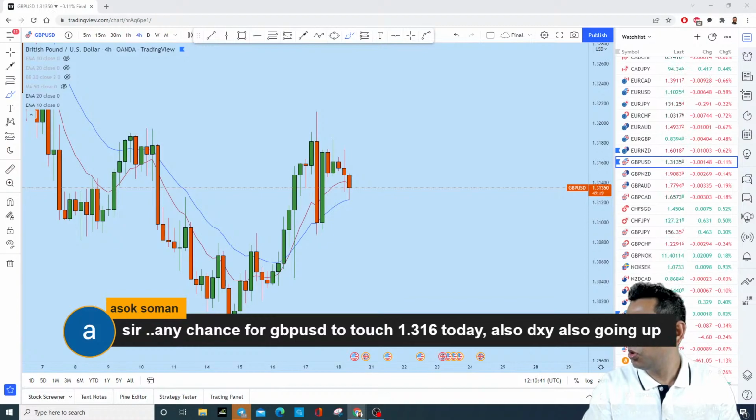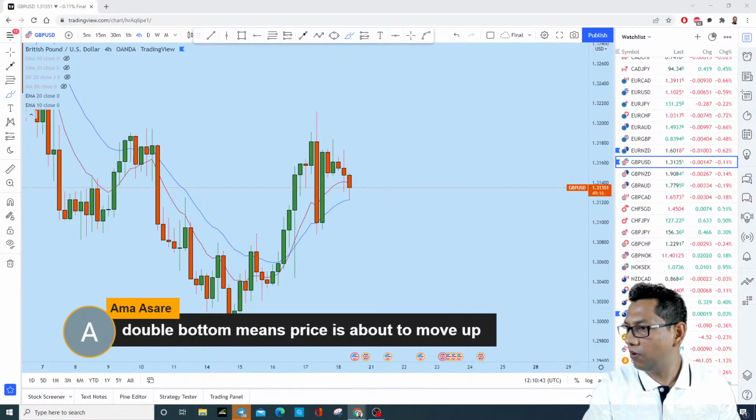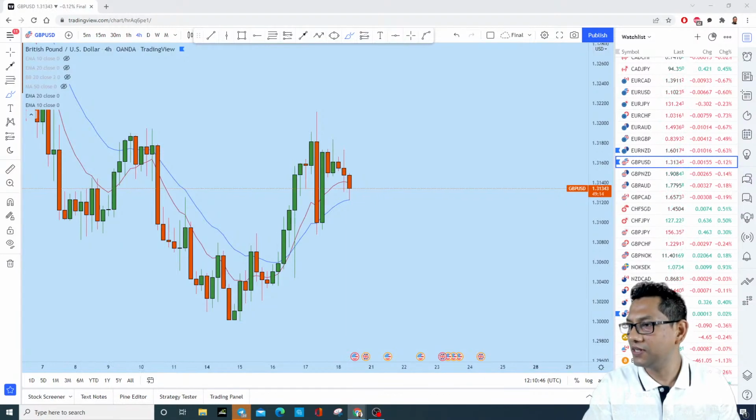Price is about to move up. Yeah, of course, a double bottom means price is about to go up. Already I have discussed GBPUSD. Suman, we already discussed. Let me know if you have anything to ask.